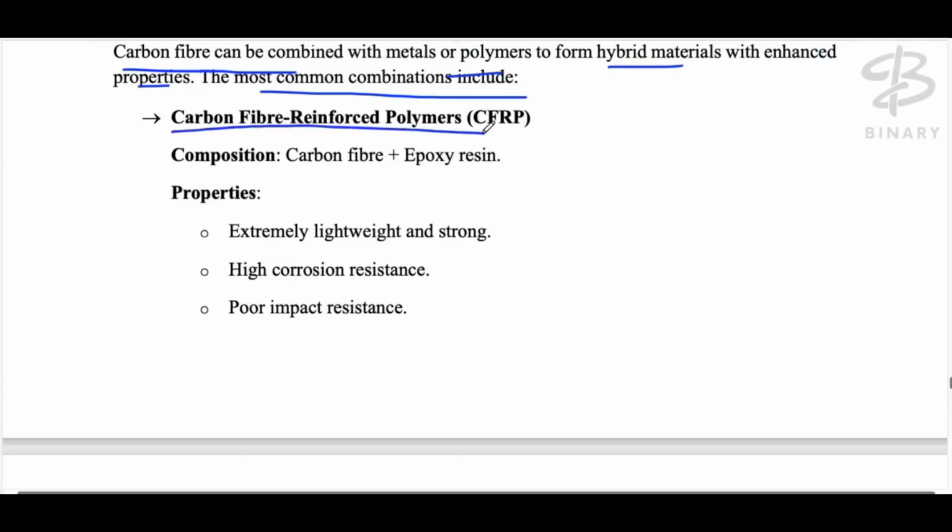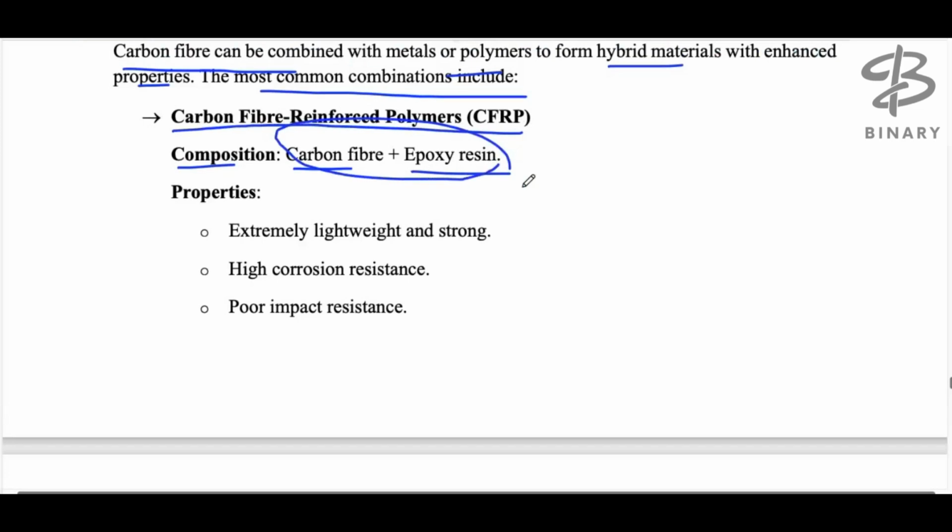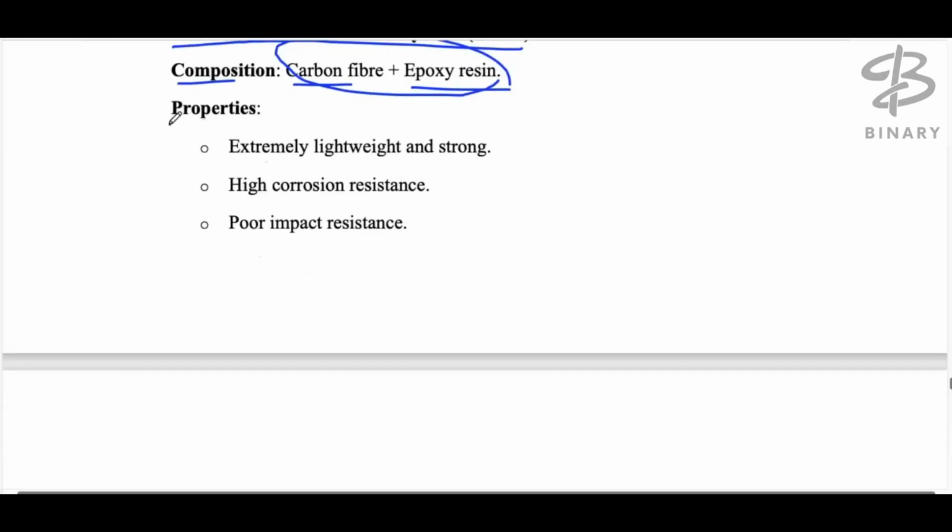Carbon fiber reinforced polymers, CFRP. So what is the composition? The carbon fiber plus epoxy resin. These two are going to mix together to make a hybrid, a composite hybrid. What are the properties?